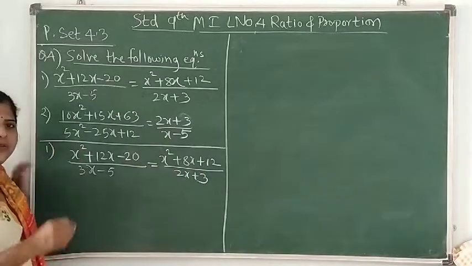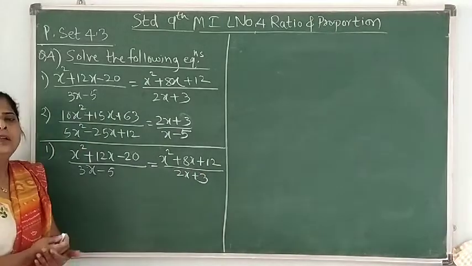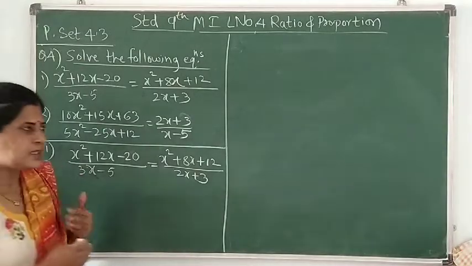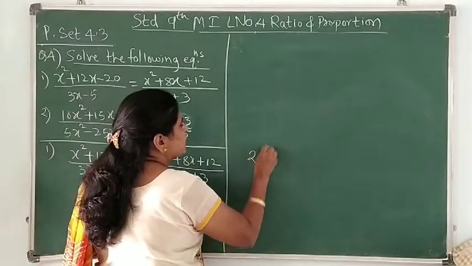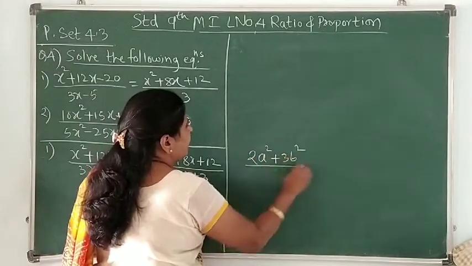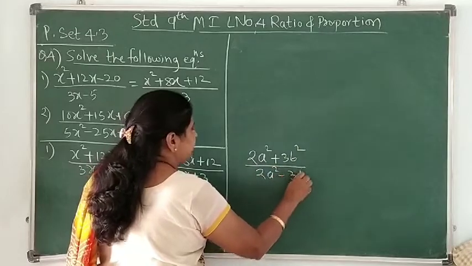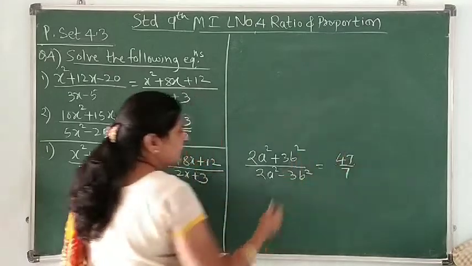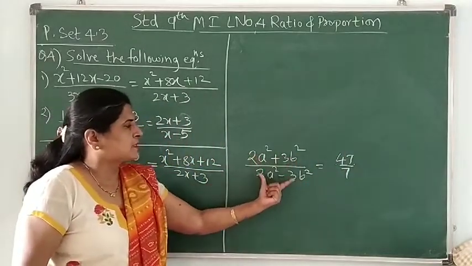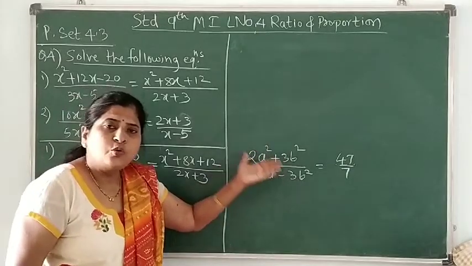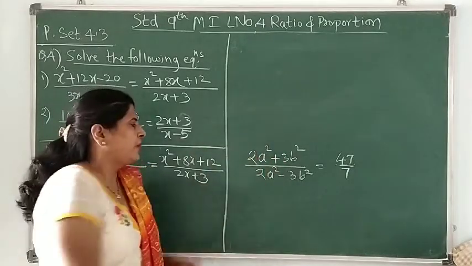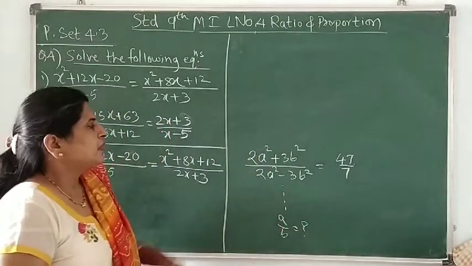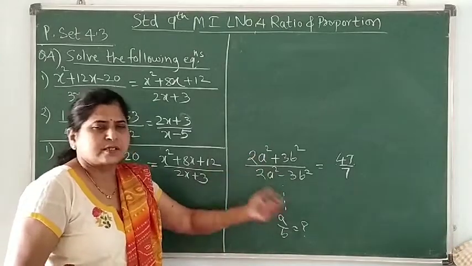If you have watched the previous video, the 10th video of this lesson, there we had a complex ratio on the right side, say 2a square plus 3b square upon 2a square minus 3b square, equal to something like 47 upon 7. We saw how to reduce the number of terms and get the value of a upon b from it. The numbers may be a little bit different, but the process is going to be the same.